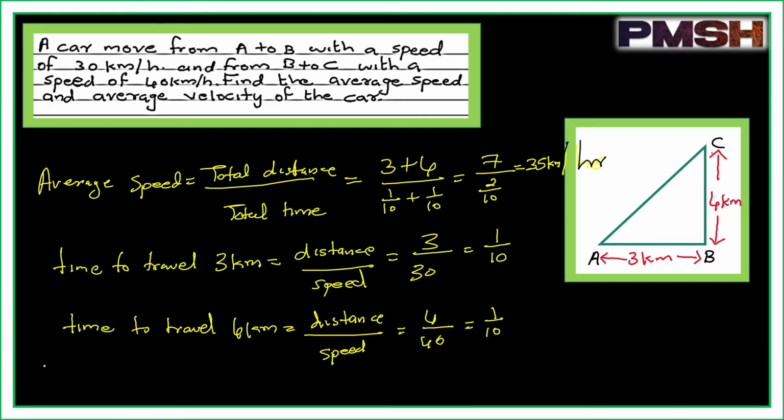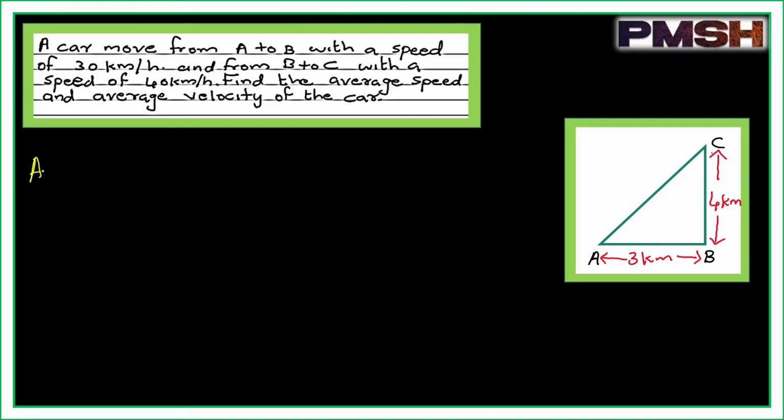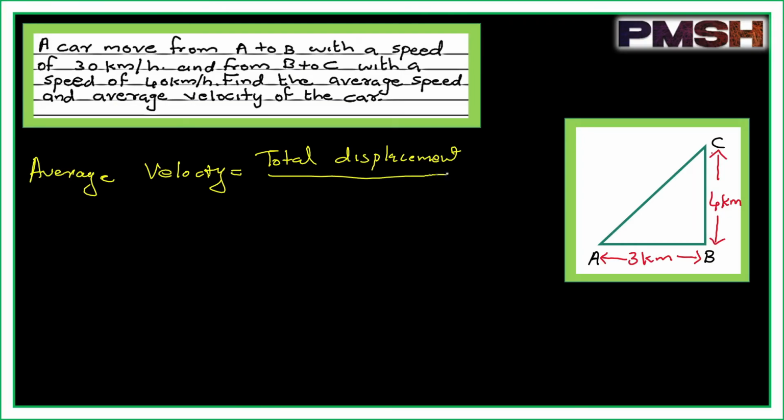Now, what about the average velocity? In order to find the average velocity, the equation is total displacement by total time. Okay, I will erase this and I will write here. Average velocity is total displacement by total time.